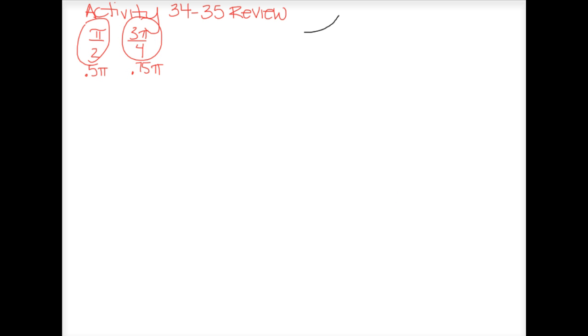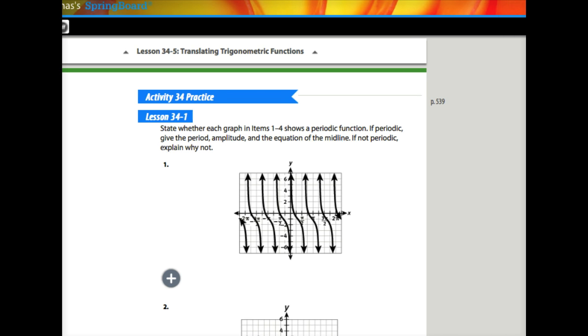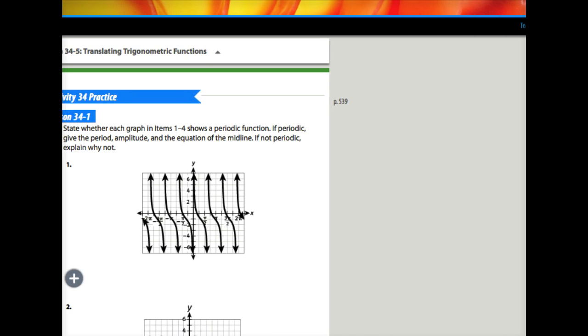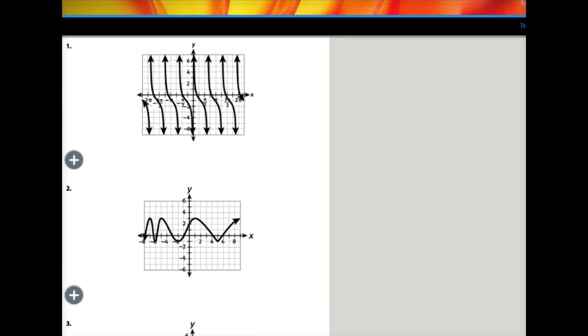All right, so let's go back to the graph. If that's the period, then it also asked for the amplitude. We wrote none, because remember, tangent graphs do not have an amplitude because they don't have a determined height. They go on forever.